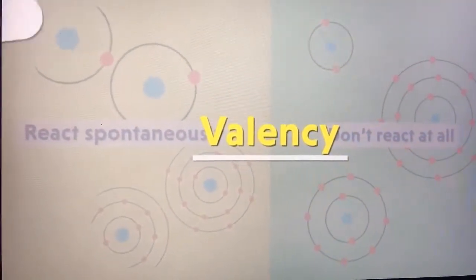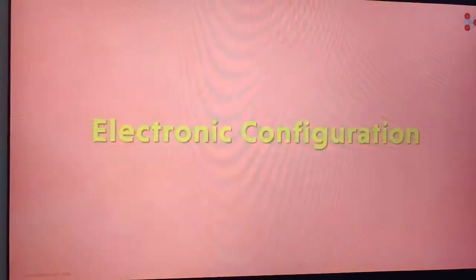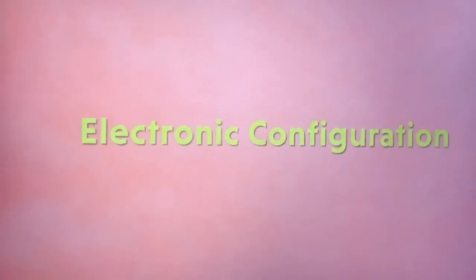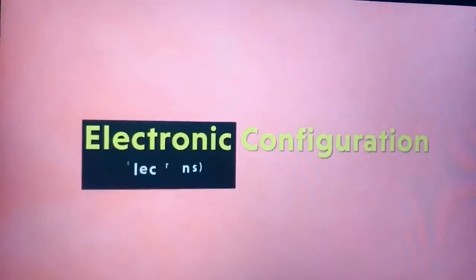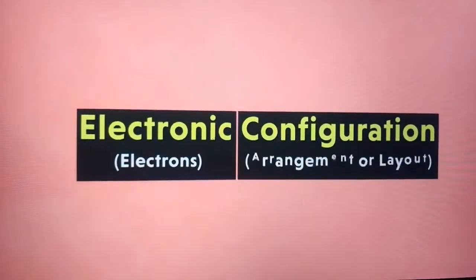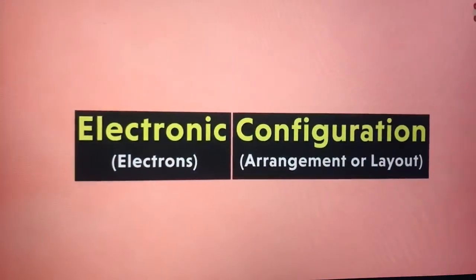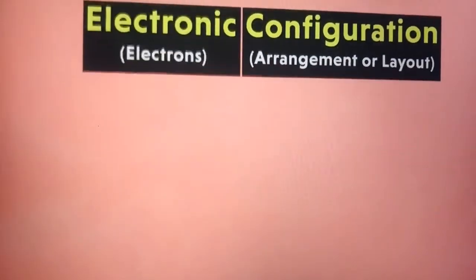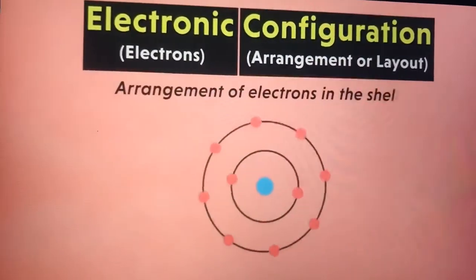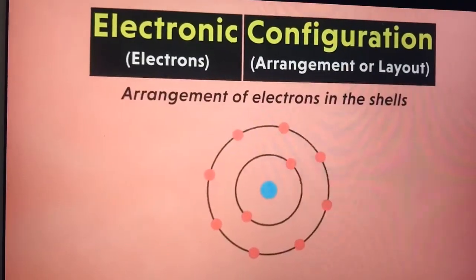But before that, let's have a look at an important concept called the electronic configuration. Now, what could this be? As the name suggests, electronic refers to electrons, and the term configuration literally means arrangement or layout. That means the electronic configuration of an atom is the arrangement of its electrons in the shells. As simple as that.